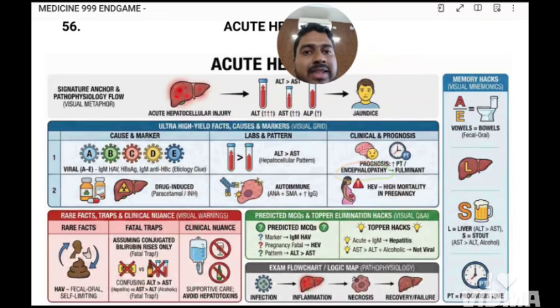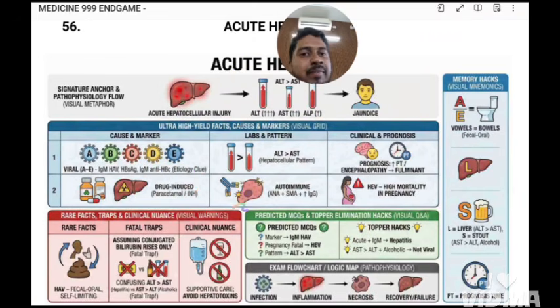If there is encephalopathy, which means there are CNS features like confusion, altered sensorium, or there are seizures, okay, then we'll call it hepatic encephalopathy, and then it will lead to fulminant hepatic failure. Okay. Next, most common other causes of acute hepatitis are drug induced.